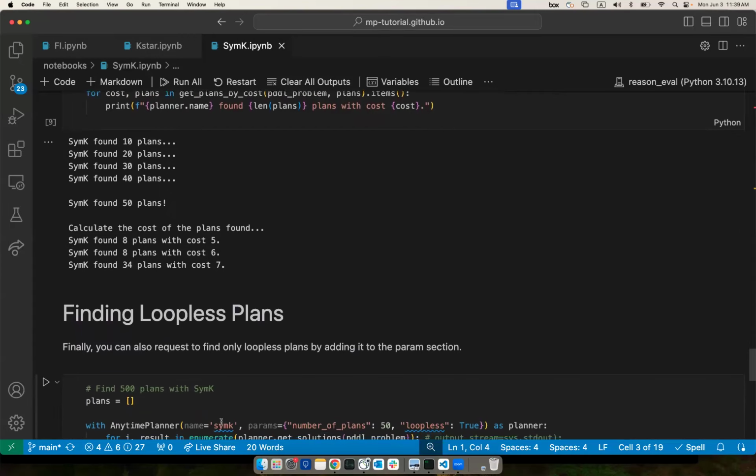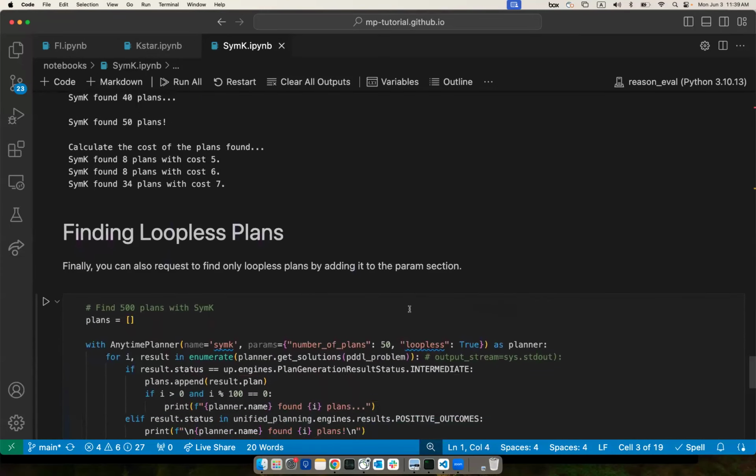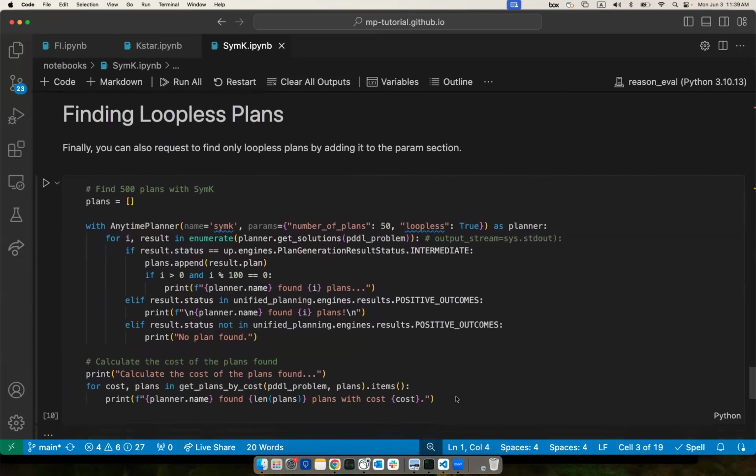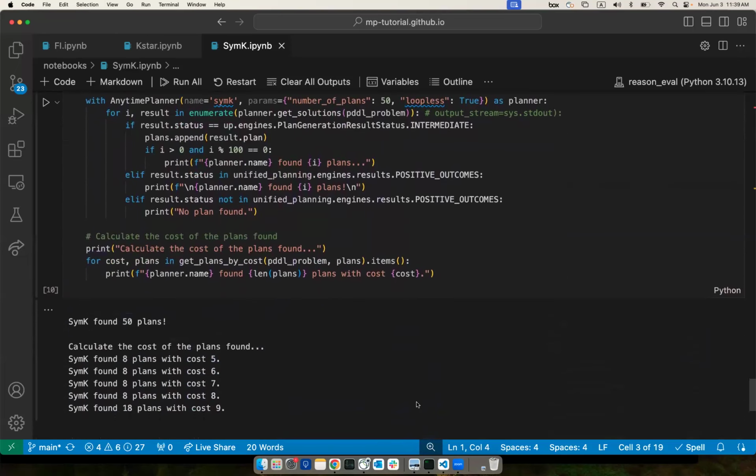And the final thing is the loopless option. So you can add a parameter that it should be loopless. And then it just finds 50 plans, I think, and then it realizes that there are no more loopless plans, because there's a finite space of plans in this problem.